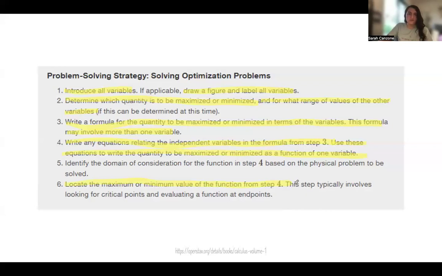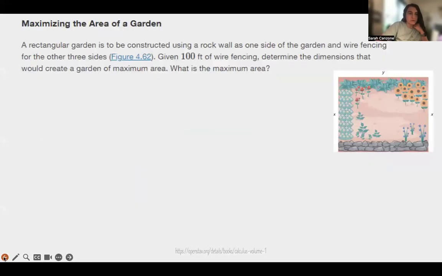We're going to then want to plug in that variable into the other formula to find the other solution if we have two solutions. So let's go ahead and take a look at an example. So here's an example.